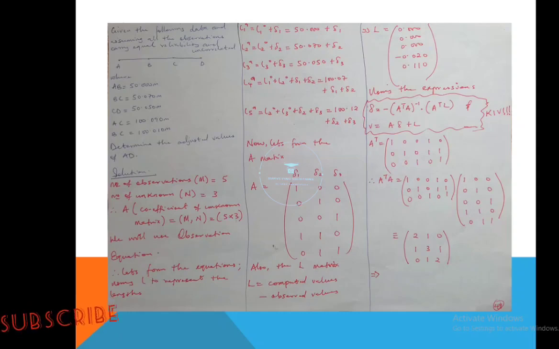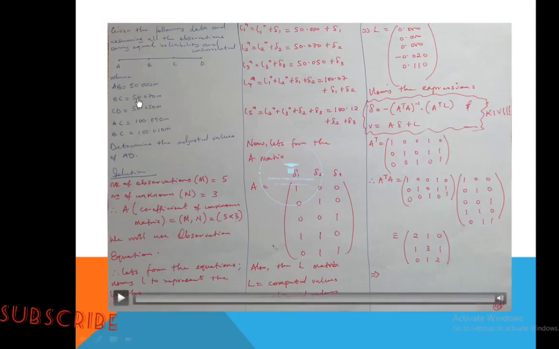It's actually very simple, but it needs your patience. For you to use the observation equation method, there are a few parameters you are going to extract. From the question given to us, we have 5 observations: AB, BC, CD, AC, and BD. We have the first observation, the second, the third, the fourth, and the fifth. These are the 5 observations we have in this particular question.